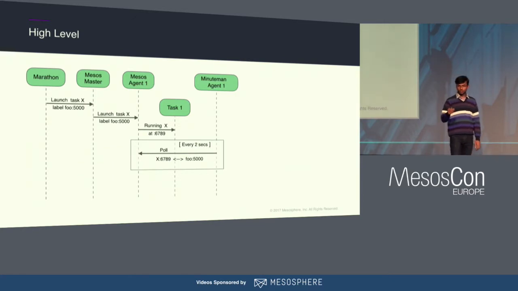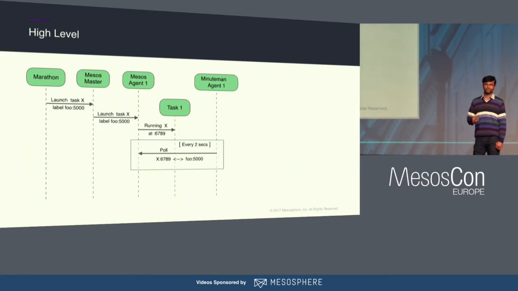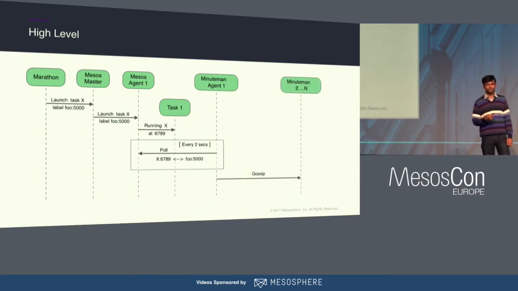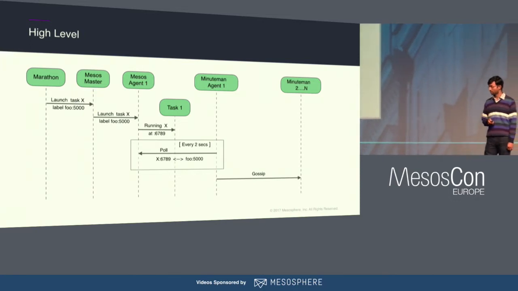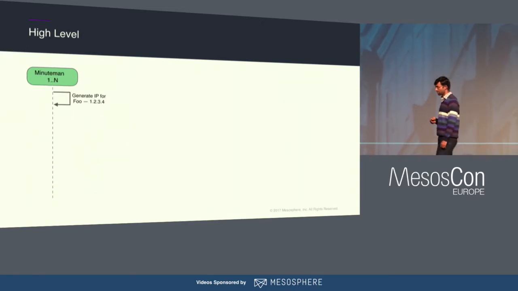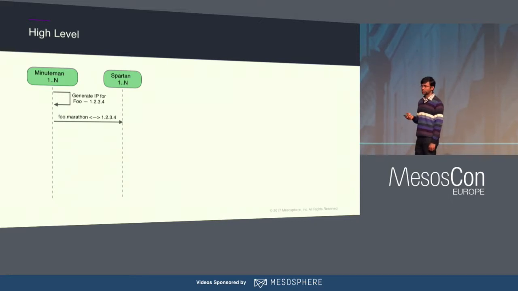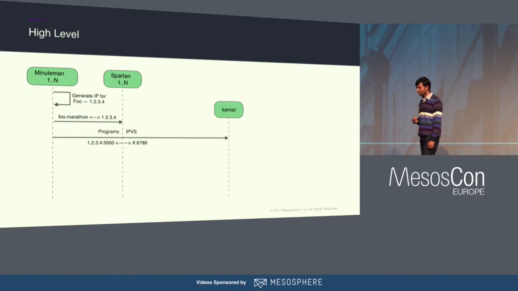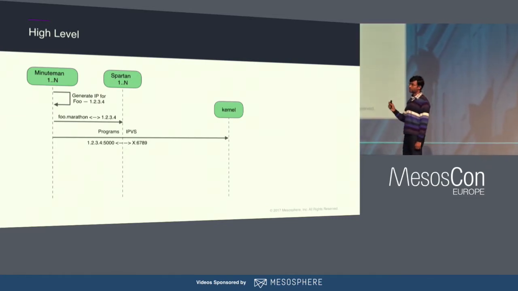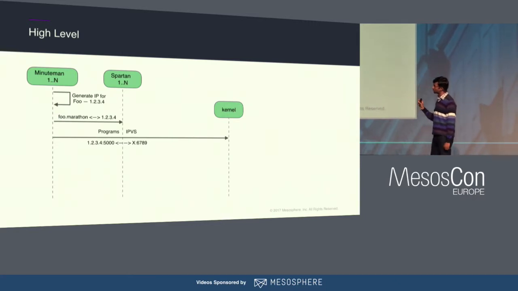Minuteman, which is running on agent one, locally polls the state of Mesos on that particular agent. And that's how it learns that there is a task launched with a VIP. What it does, it gossips this information to all the Minutemen so that they can also create a record and program their IPVS entries. So each Minuteman, when it gets this information that there is a task launched with a VIP and it needs load balancing, takes that and assigns an IP address which is local to that agent. And it also programs the kernel with that information. So the VIP IP is 1.2.3.4:5000, and then the actual backend is task X with the actual port.